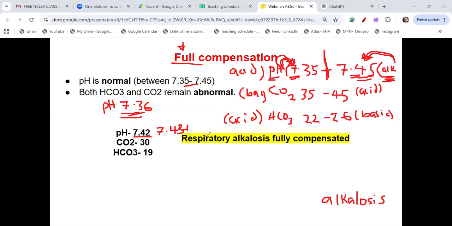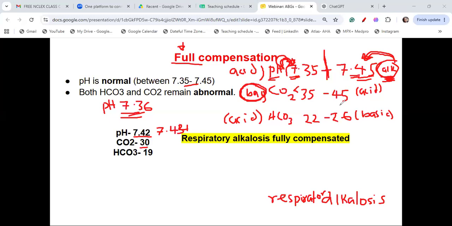Now, the next thing you want to check is if it is metabolic or respiratory in nature. By that, you have to match alkalotic. CO2 of 30. CO2 of 30 is less than 35, so it is basic. And this is the one that matches our alkalosis. So it is respiratory alkalosis.